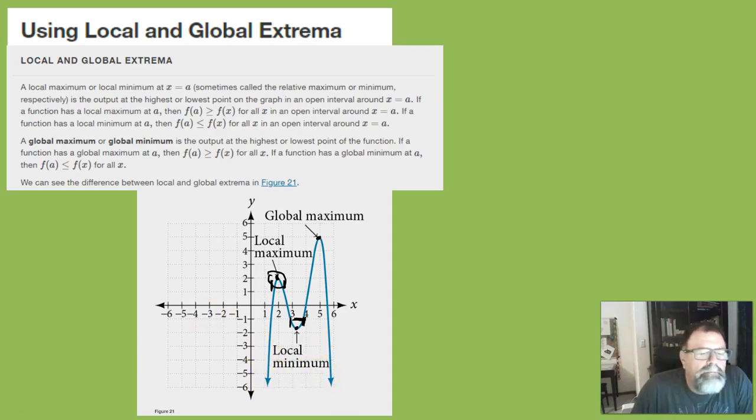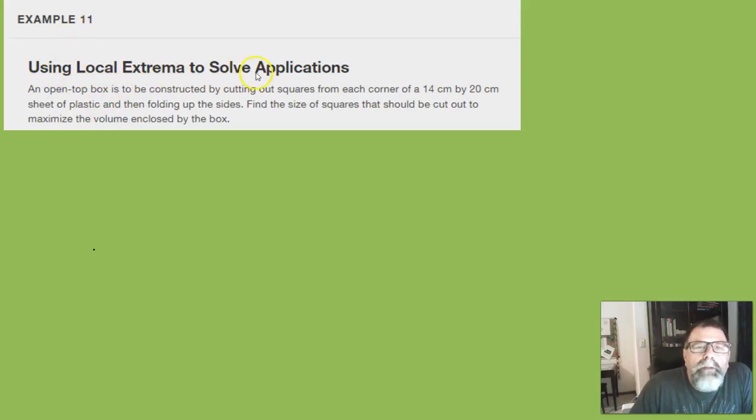Example 11, using local extrema to solve an application.